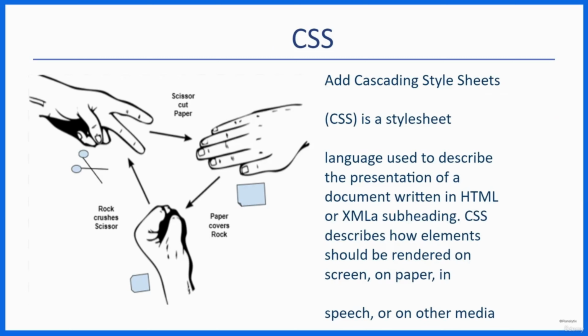CSS. Now CSS is cascading style sheets. CSS is a style sheet language used to describe the presentation of a document written in HTML or XML. CSS describes how elements should be rendered on screen, on paper, in speech, or in other media. So CSS is basically a designing tool, and we are going to design our whole application using CSS.